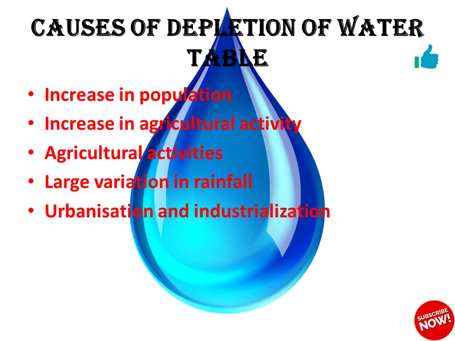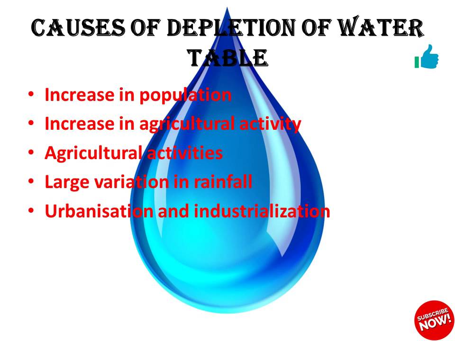Now coming to the causes of depletion of the water table, basically it is the increase in population. Increase in population has resulted in excessive use of water for domestic needs such as washing, drinking, bathing, cleaning, cooking, and for construction work. And the overexploitation of water has led to depletion of the water table.